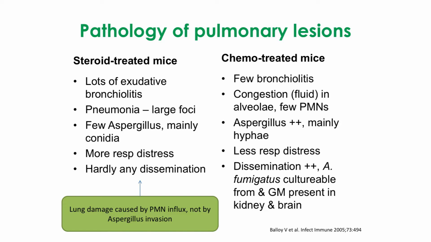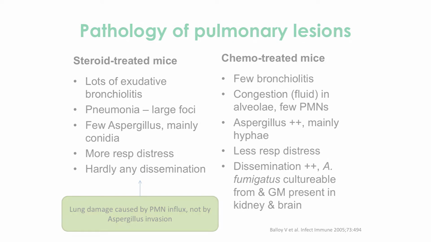So in the steroid-treated mice, you may not see loads and loads of fungi, but you see a lot of pneumonia. Whereas in the chemo-treated mice, there are very few white cells, lots of fungi. They may not suffer as much by way of respiratory distress, but you will find that they disseminate very easily, and you will be able to culture aspergillus from other organs as well.